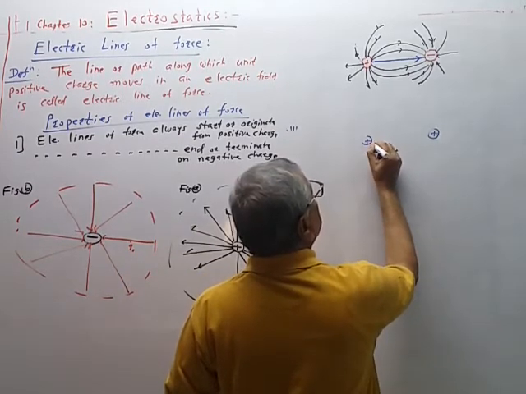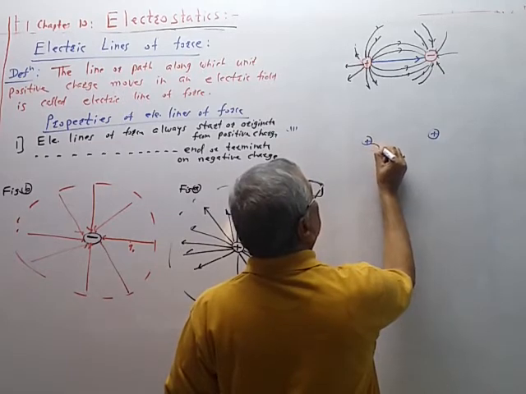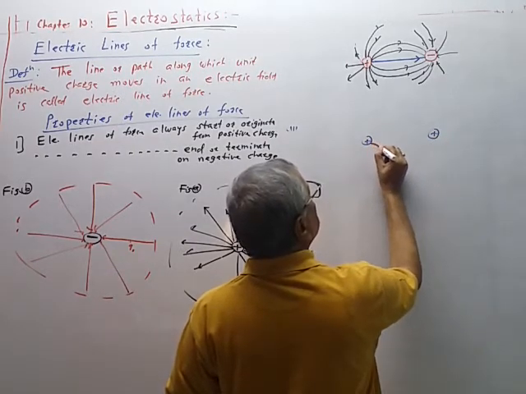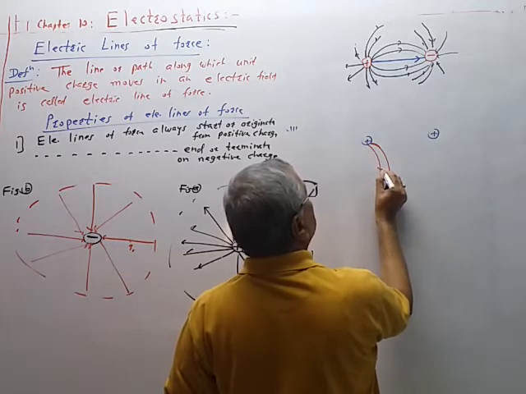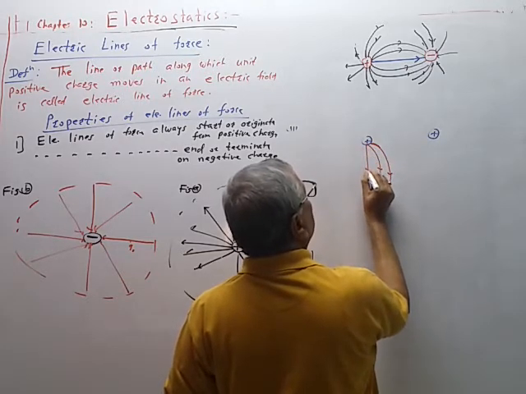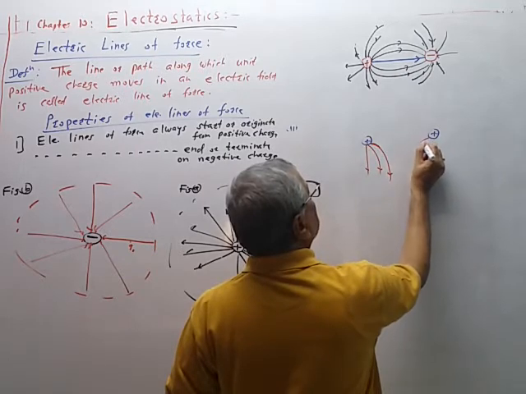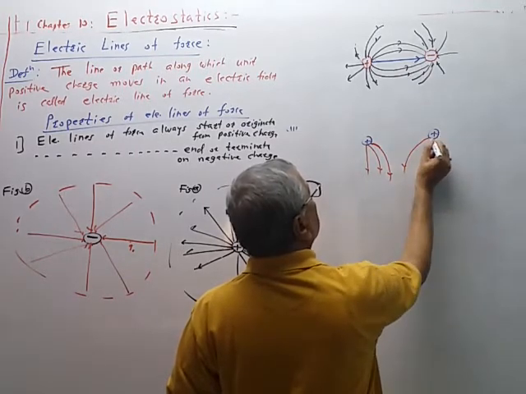Initially it starts moving like this. Due to the force of repulsion, its path will bend and it will go like this. It may go like this. It can go like this.